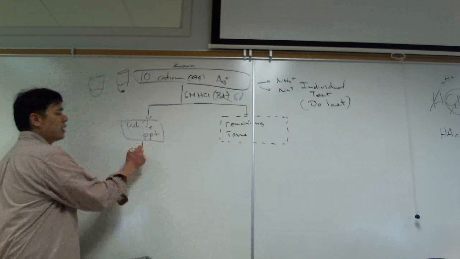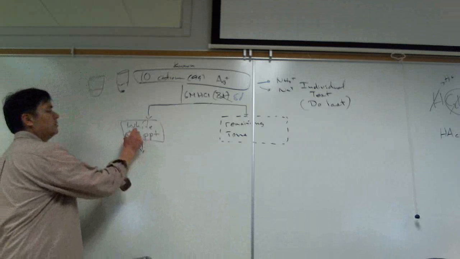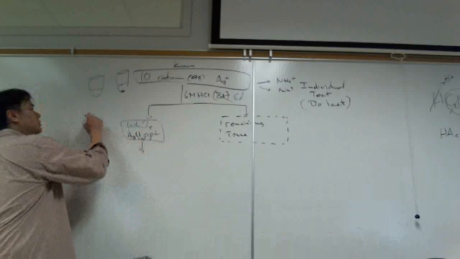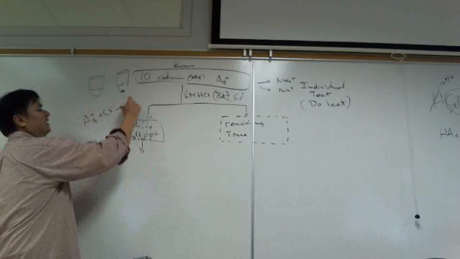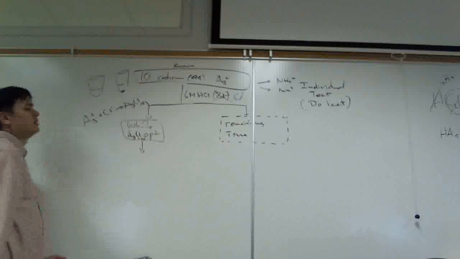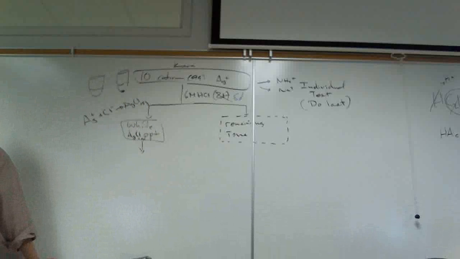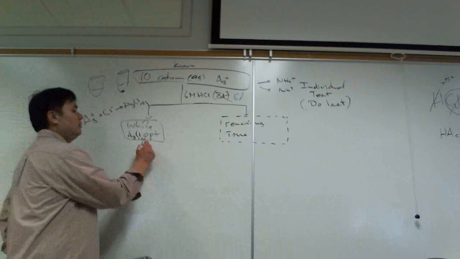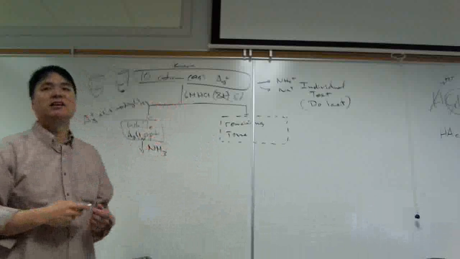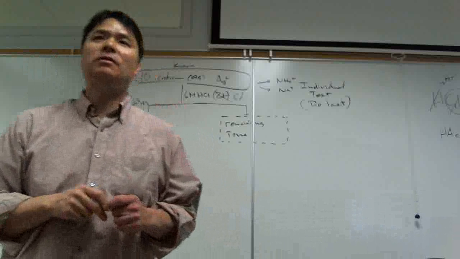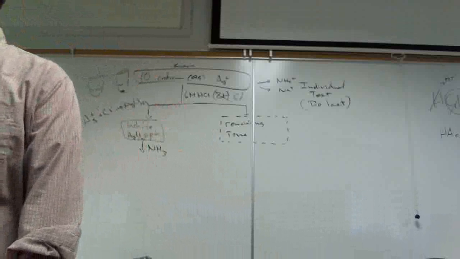All right, what do we do to this white precipitate? This white precipitate should be silver chloride solid. The reaction here, sometimes it helps to write the reaction. Silver ions and chlorides precipitate as silver chloride. What do we do next? Add ammonia.